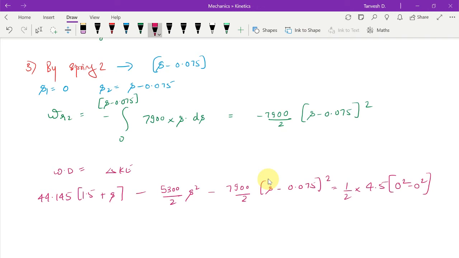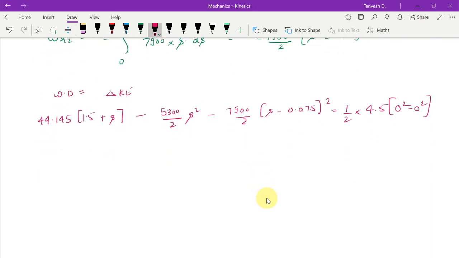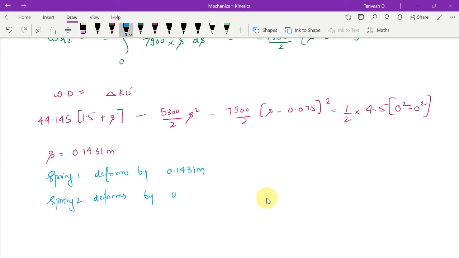We need to solve this equation, and after solving the equation you will get S is equal to 0.1431 meters. Therefore we can say that spring 1 deforms by 0.1431 meters, spring 2 deforms by 0.1431 minus 0.075, which is equal to 0.0681.